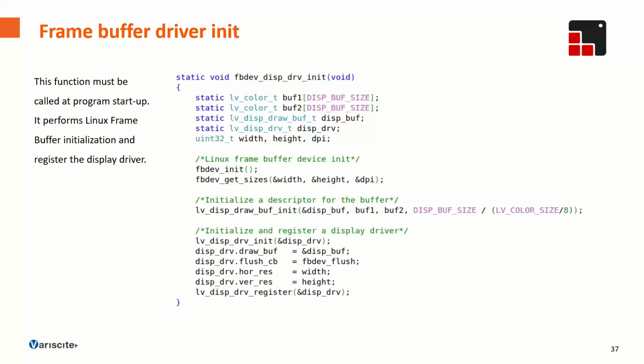So let me make it easy. If you have a square display of about 100 by 100, you should have two frame buffers of 100 by 10. And here you need to allocate 2 buffers for the size of 100 by 10 pixels. In case of 32 bits, we are talking about 4 kilobytes.